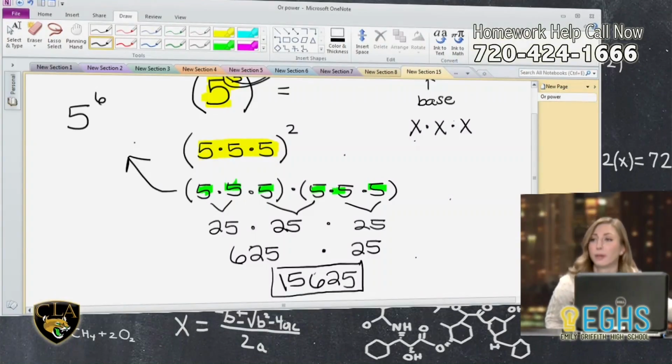So quite a large number. And that's really what happens with exponents a lot of times: we're dealing with large numbers because of that repeated multiplication. So hopefully that helped. Hopefully that's what your teacher was looking for. Yeah.